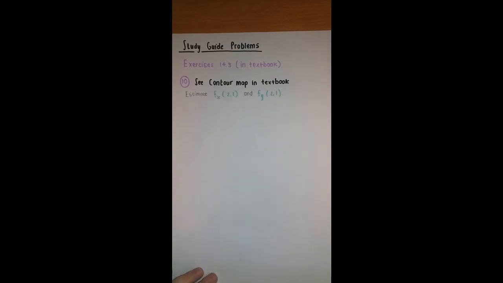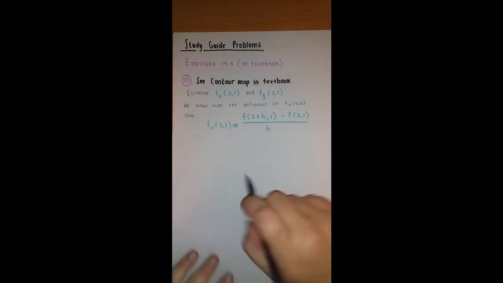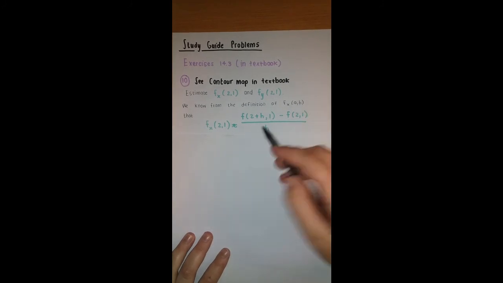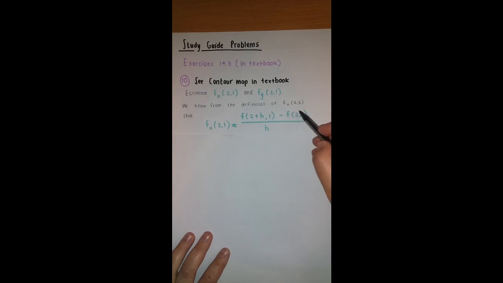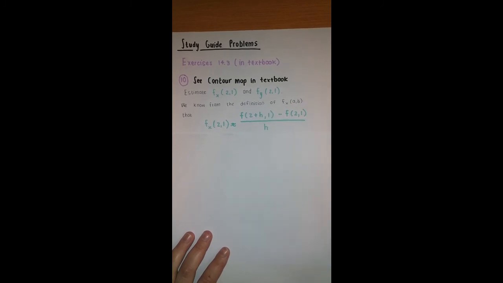at the contour map. In this question, they ask you to estimate the partial derivative of f towards x at point (2, 1), and the partial derivative of f towards y at (2, 1). We know from the definition of the partial derivative in x at a point that f_x at a point is approximately f(2 + h, 1) minus f(2, 1) over h. This h is something that you'll have to choose on your own by looking at the contour map.